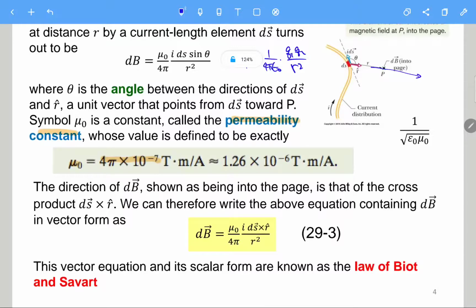And actually this is called the law of Biot-Savart. Or sometimes we will call it Biot-Savart Law. But yeah, actually the same. So any questions?